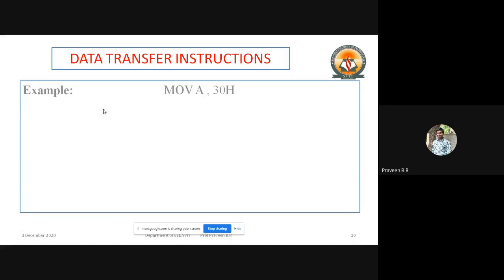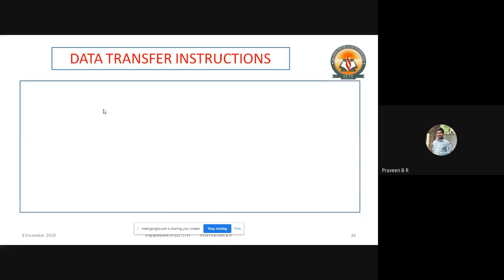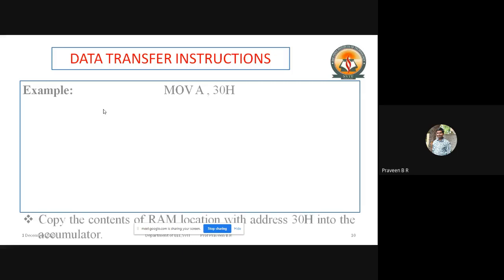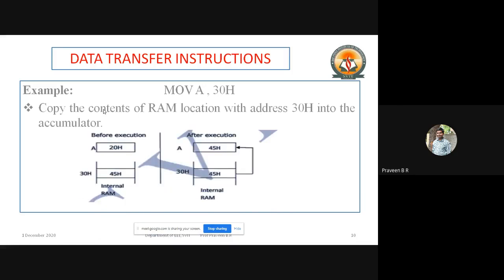And since we are using addresses here, it is called direct addressing mode. Directly you are accessing the addresses, internal memory data addresses. Hence it is called the direct addressing mode. Let me take an example. When I say MOV A, 30H, the data that is present in 30H is directly moved to the accumulator. So it copies the content of the data that is present in 30H into the accumulator.